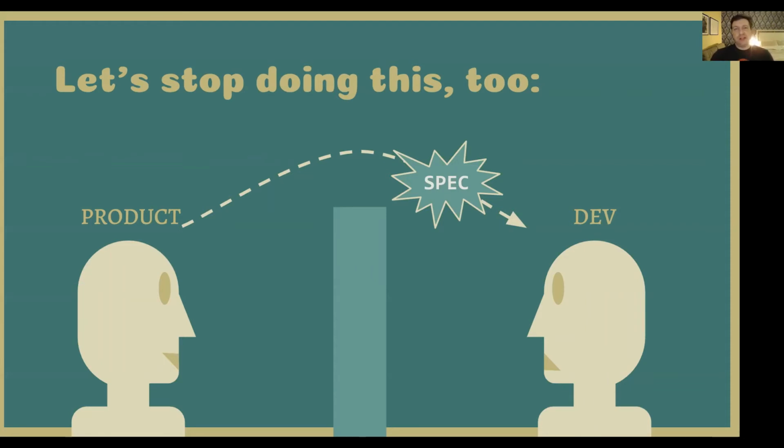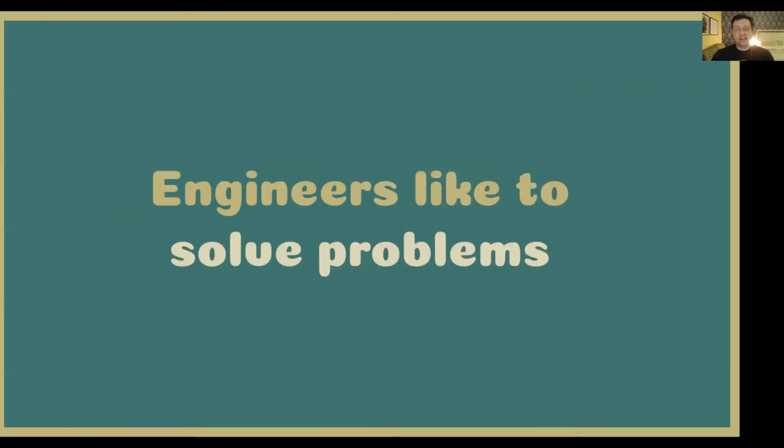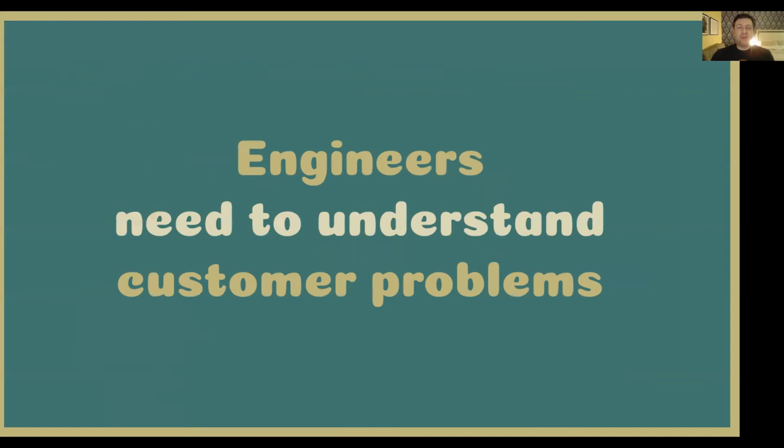But here's the thing about engineers. Engineers like to solve problems. If you don't give them problems to solve, they'll invent problems to solve. Now, what's the hardest problem in computer science? People, customers. So help engineers to understand customer problems. We want to use that engineer's energy and intelligence to solve problems that matter. That means they need to understand customer problems because those are the ones that matter.